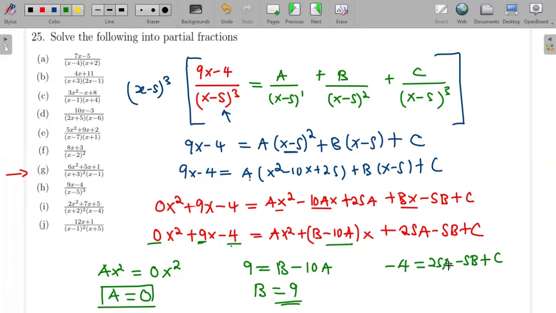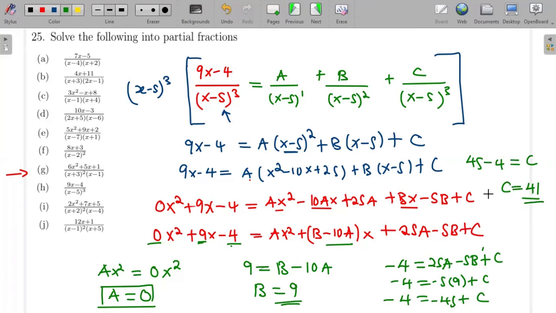And then this constant: -4 = 25a - 5b + c. But the a is 0, so this part becomes 0. So -4 = -5(9) + c. What is 5 multiplied by 9? That gives you 45, in fact that should be -45 because there's a minus there, plus c. So the -45 goes to the other side and becomes positive: 45 - 4 = c, simply meaning that c = 41.